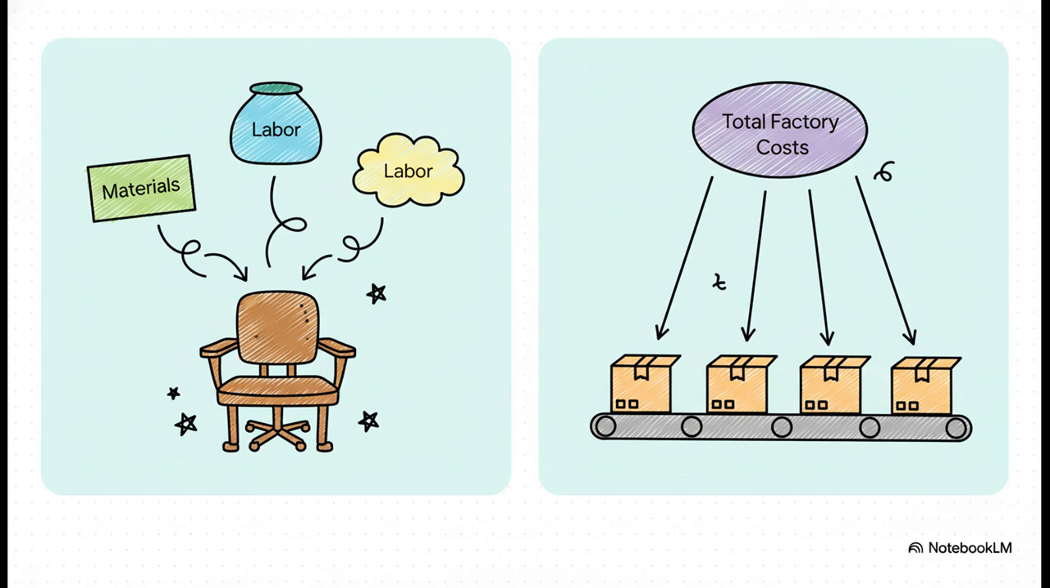Now, think about how different this is from a company that makes, say, thousands of identical cans of soup. They use something called process costing, where they basically just average out the total factory cost over all those cans. But with job costing, no way. There's no averaging. Every single job's cost is built from the ground up, all on its own.